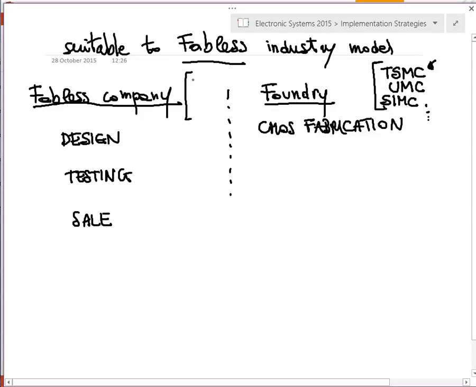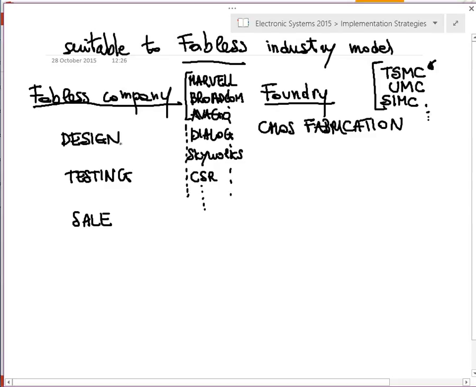So among the fabless companies, let's say the most known ones are Marvell, Broadcom, Avago, Dialog, Skyworks, Cambridge Semiconductor, CSR, and I do not remember what the R stands for. There are several of them. So these are the different roles.